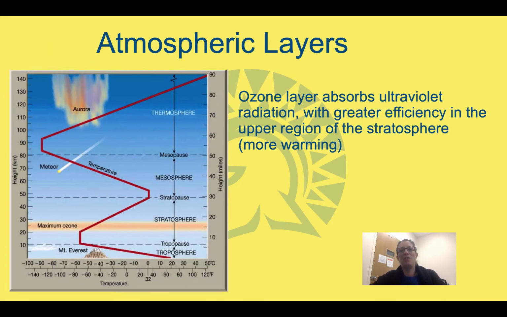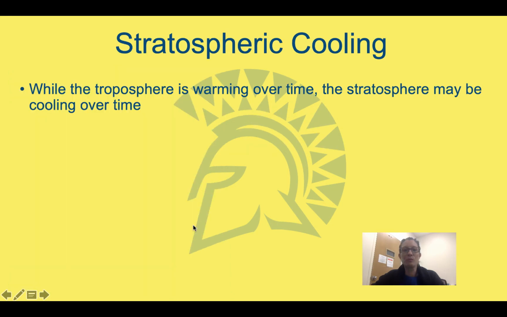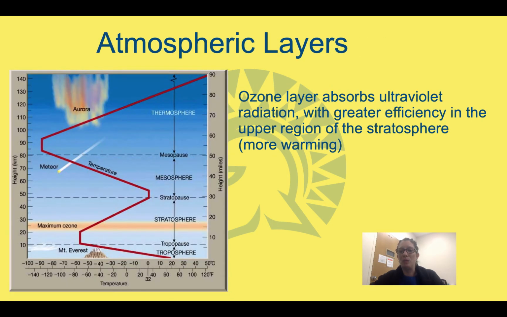Speaking of the ozone layer, it absorbs ultraviolet radiation with greater efficiency in the upper region. Basically, right here is where our ozone layer is going to be, and right here is where it's going to absorb ultraviolet radiation. As we've learned before, this is good. It blocks out harmful UV rays from us, and this is in the stratosphere. When it's absorbing that UV radiation, it does actually cause more warming in the stratosphere.